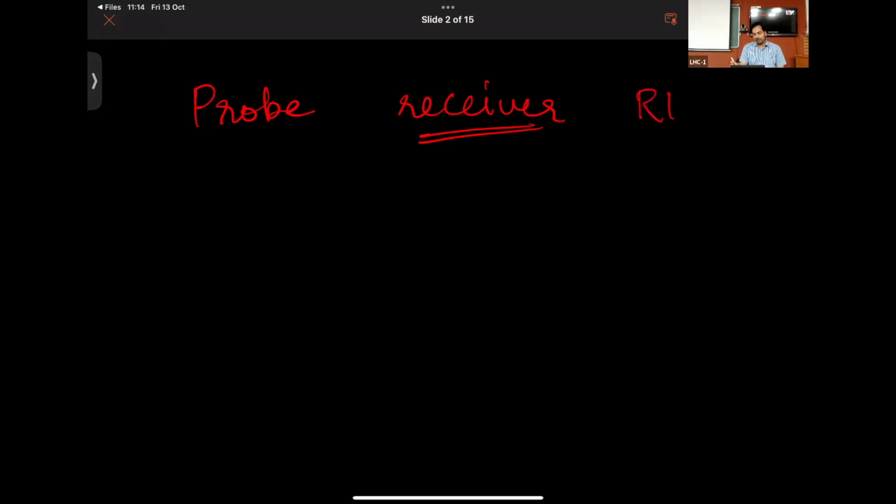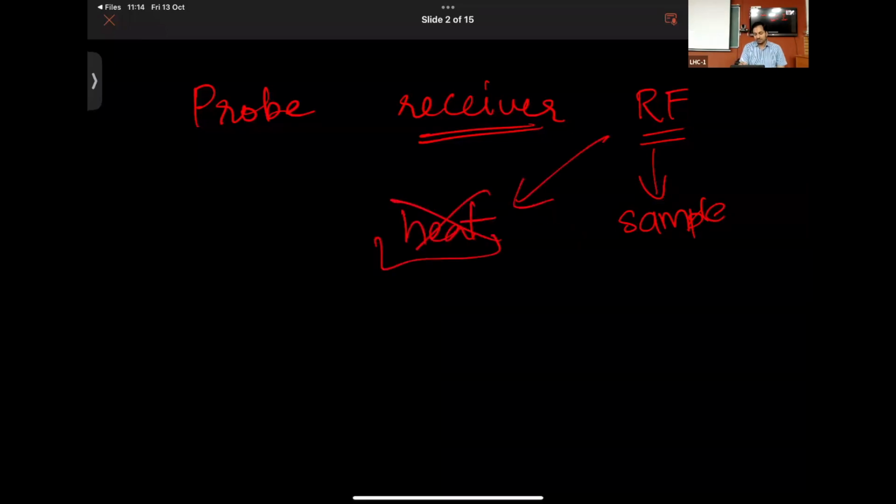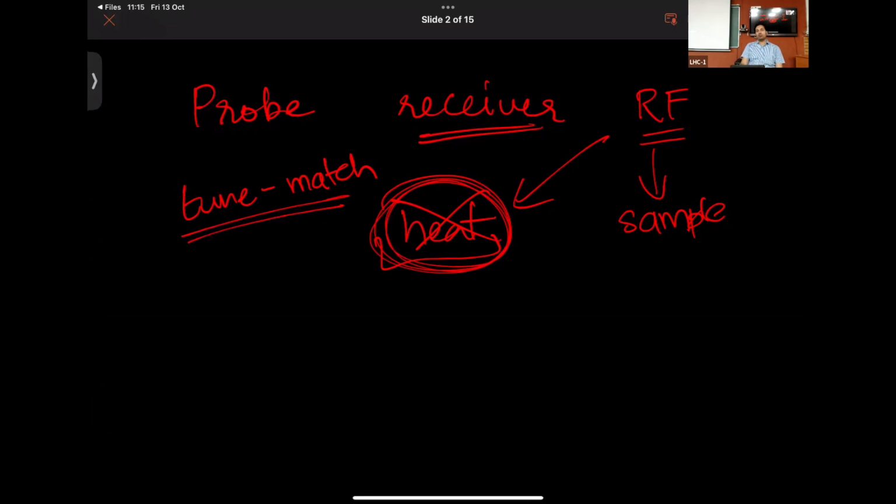Remember, you're applying radio frequency pulses. When you are applying pulses, how are you sure that the pulses are only transferred to the sample and do not get wasted as heat? This is one of the steps that we do when we start the experiment: a step called tuning and matching, which ensures the heat is minimized when you reasonably tune and match the probe.